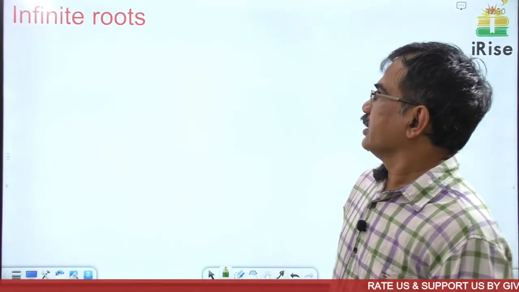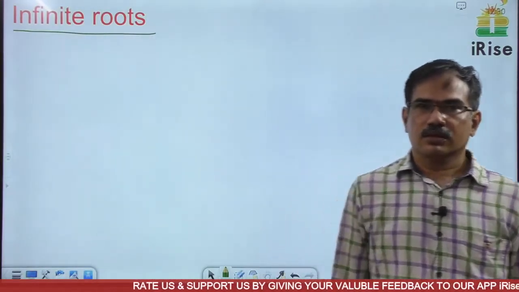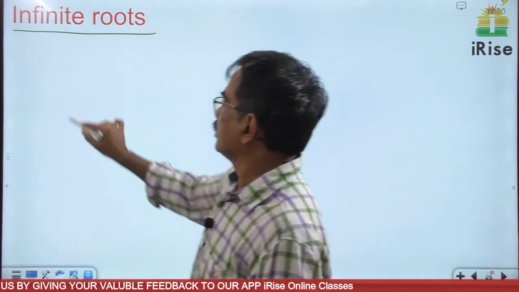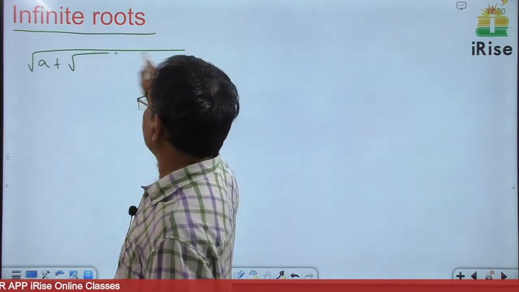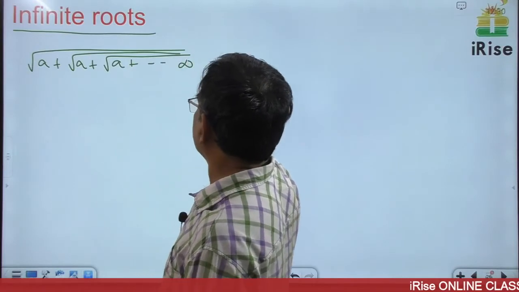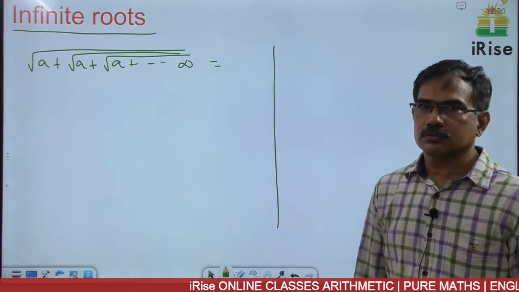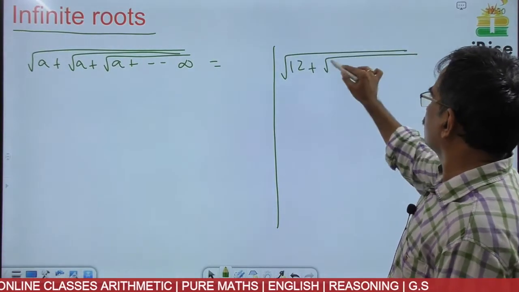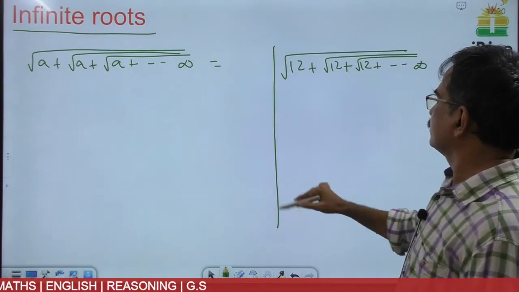Next, infinite roots. Here, first example: if root of a plus root of a plus root of a plus root of a plus, and so on up to infinity is given, what is the answer? For example, root of 12 plus root of 12 plus root of 12 plus root of 12 plus, and so on up to infinity is given.